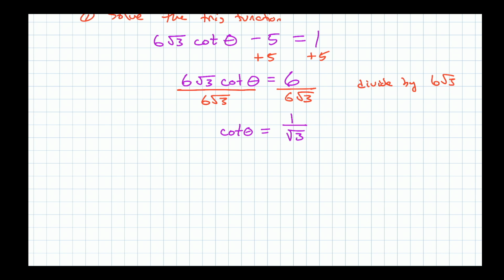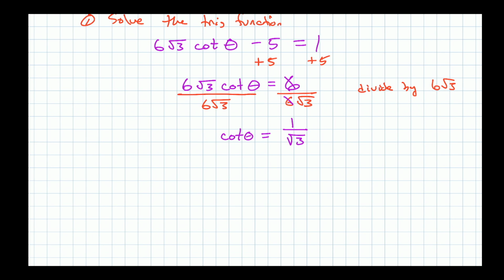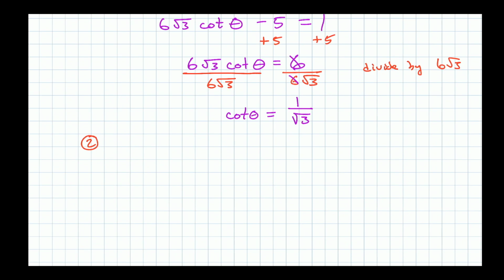A lot of people, when they cancel the 6's like this, sometimes accidentally write square root of 3, but it's not. It's 1 over the square root of 3, because the square root of 3 is in the denominator. You divided by that square root of 3 there. So we get this. And then we need to look this up on the unit circle, and now that's a little bit harder. So now we need to use the unit circle to find where cotangent theta is 1 over the square root of 3.